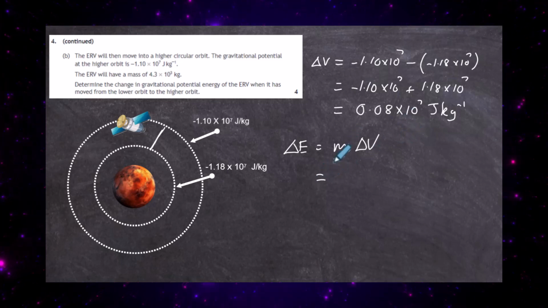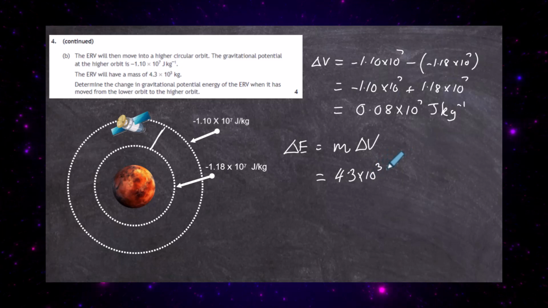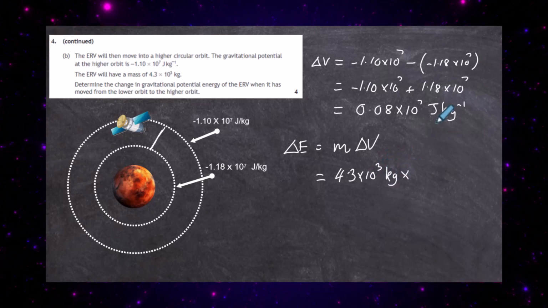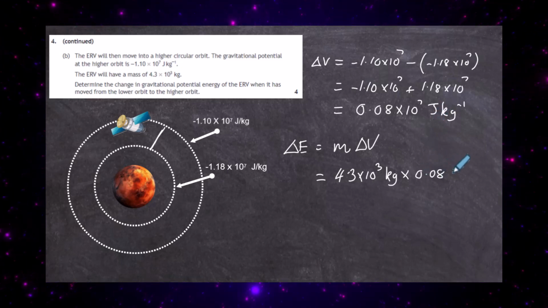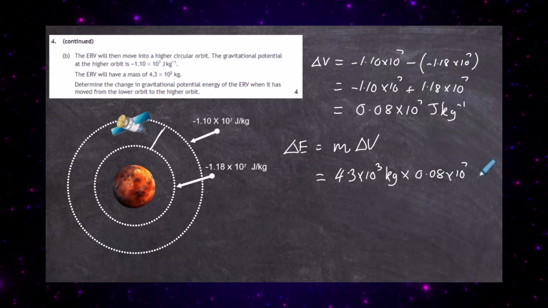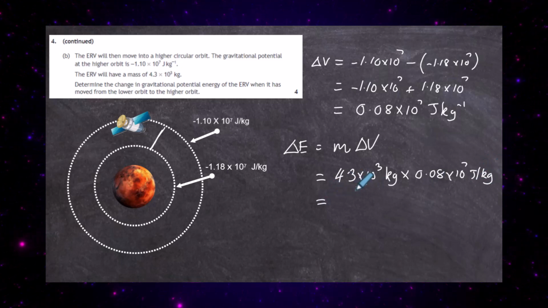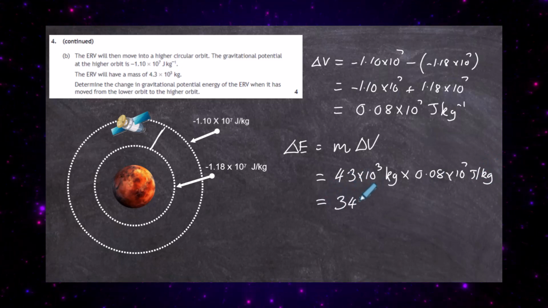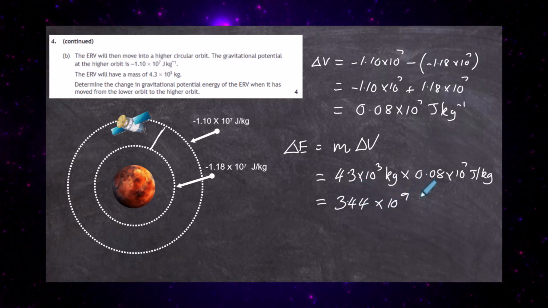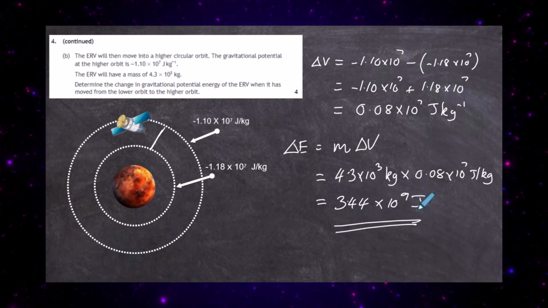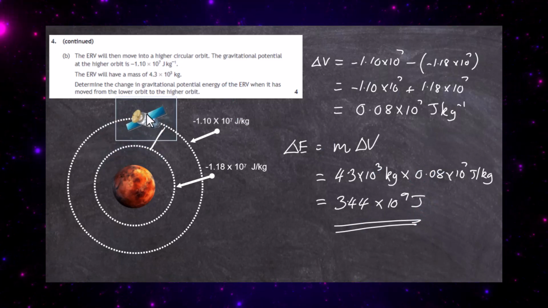So we know the mass of the ERV, it's going to be 4.3 times 10 to the power 3 kilograms. And we're going to multiply it by our delta V, our change in potential, which worked out was 0.08 times 10 to the power 7, and it's going to be joules per kilogram. So if we do that, we get 3.44 in our calculator times 10 to the power 9 joules. So that's the change in potential energy when the actual ERV goes from this orbit to that one there, a higher orbit.